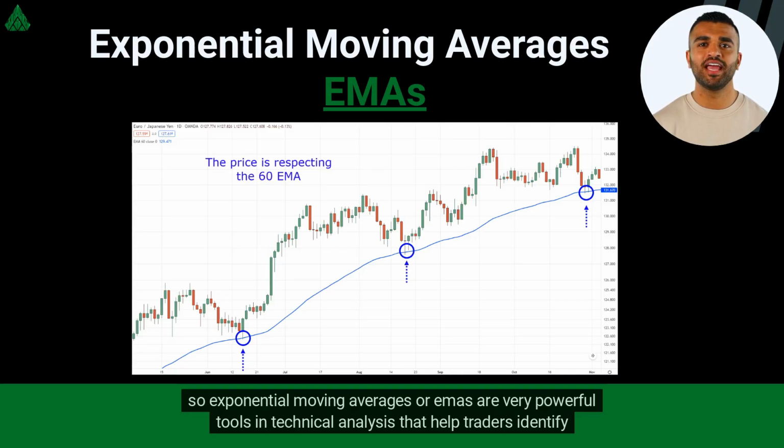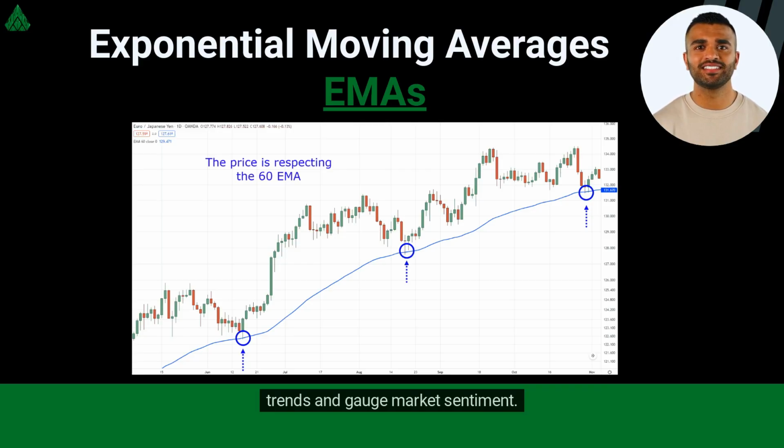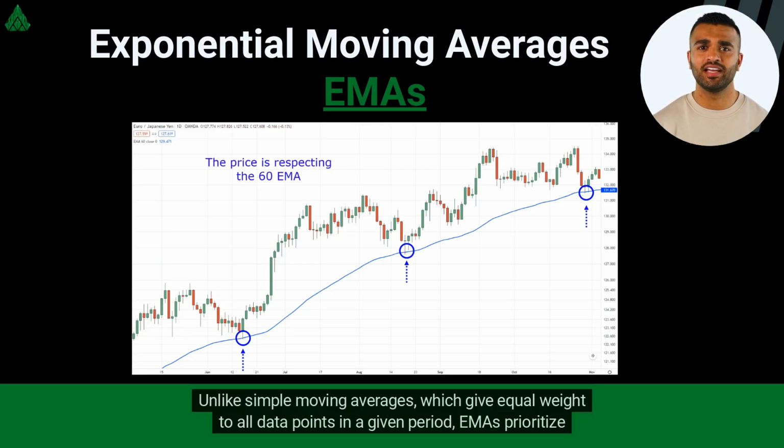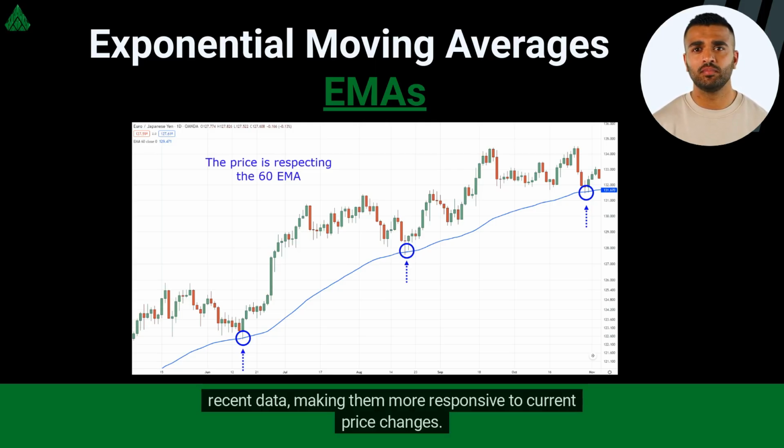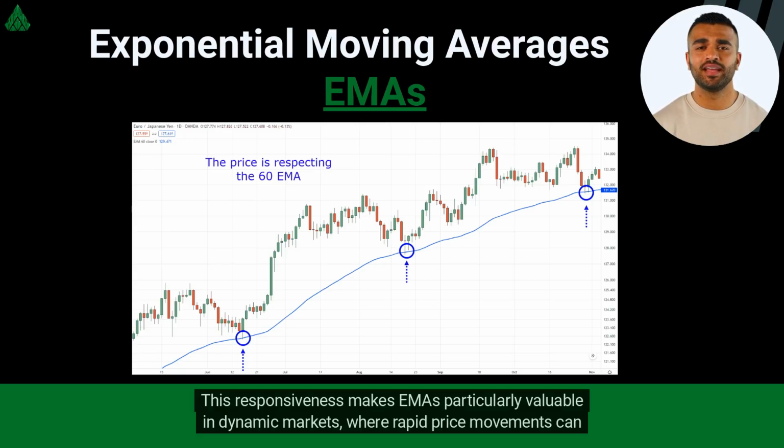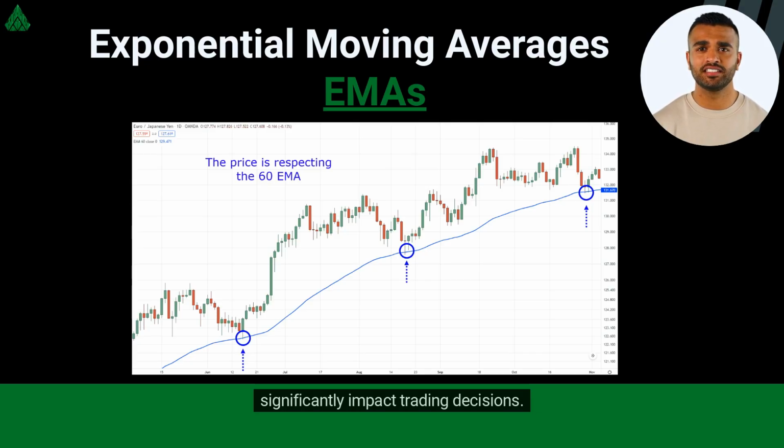So, exponential moving averages, or EMAs, are very powerful tools in technical analysis that help traders identify trends and gauge market sentiment. Unlike simple moving averages, which give equal weight to all data points in a given period, EMAs prioritize recent data, making them more responsive to current price changes. This responsiveness makes EMAs particularly valuable in dynamic markets, where rapid price movements can significantly impact trading decisions.